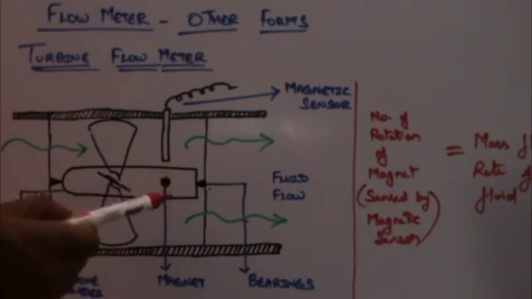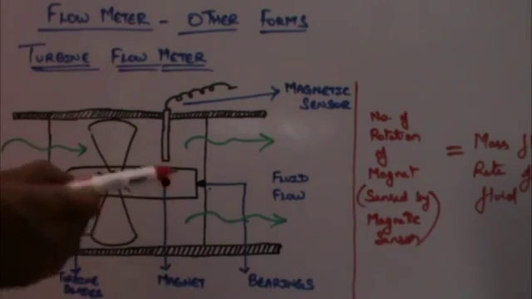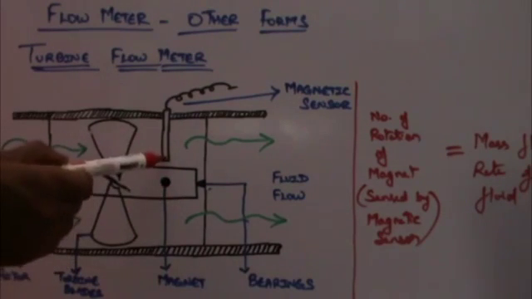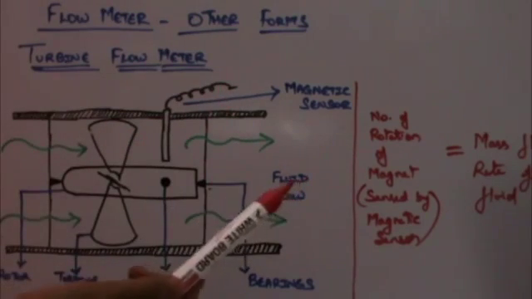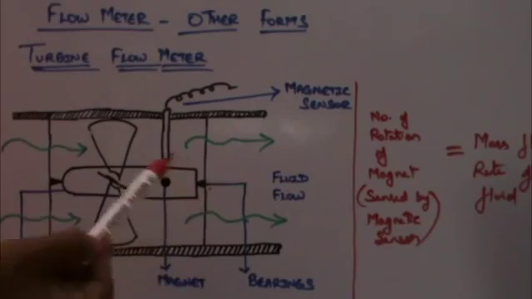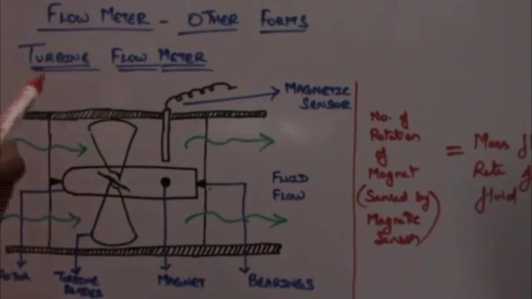The number of rotations of the magnet, let's say the magnet rotates 100 times, the sensor senses it 100 times, and this is equivalent to say 1 kilogram per second mass flow rate of the fluid. This is how a turbine flow meter works. Let's now discuss a vane or gear type flow meter.